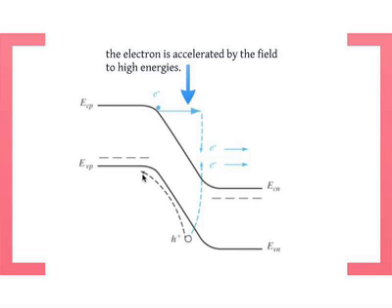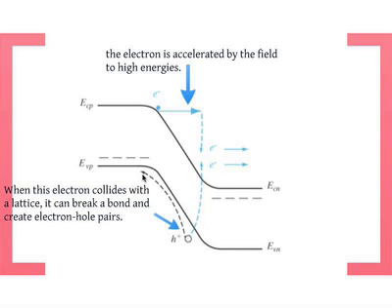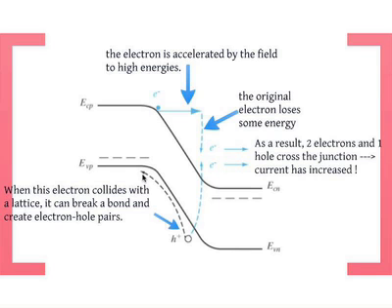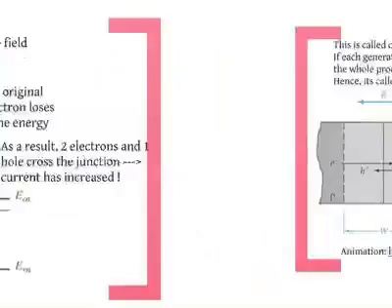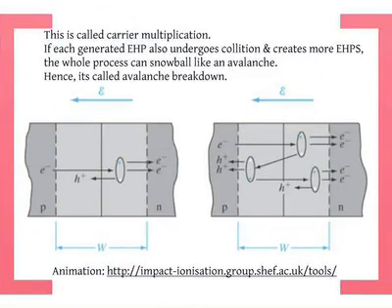Now, in this process the electron collides with the lattice, and you can break a bond and create electron-hole pairs. The original electron loses some energy, like I said, transfers it. As a result, two electrons and one hole cross the junction, and the current has increased. This is the carrier multiplication, but you can also have secondary carrier multiplication, tertiary carrier multiplication. In other words, the carriers that are generated can generate even more carriers. The mechanism is exactly the same.